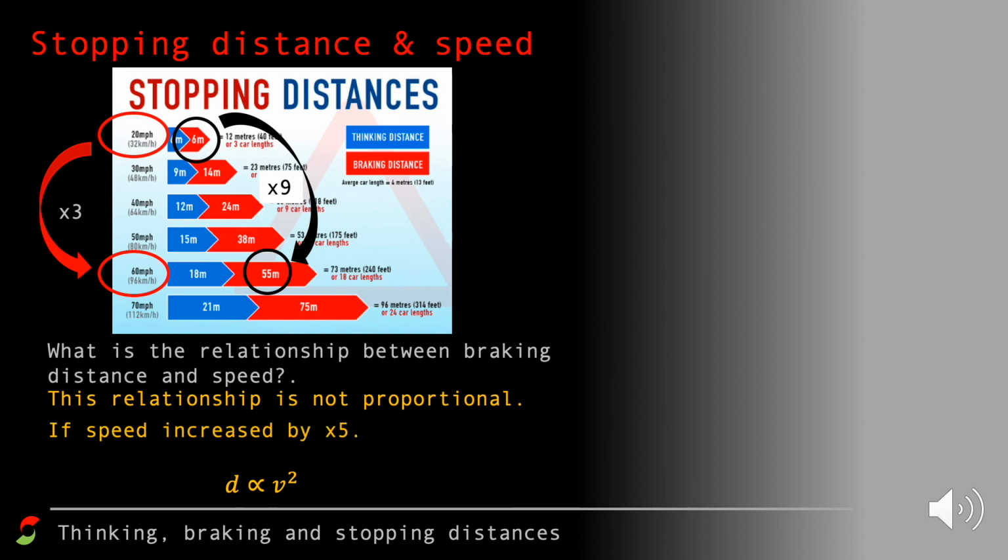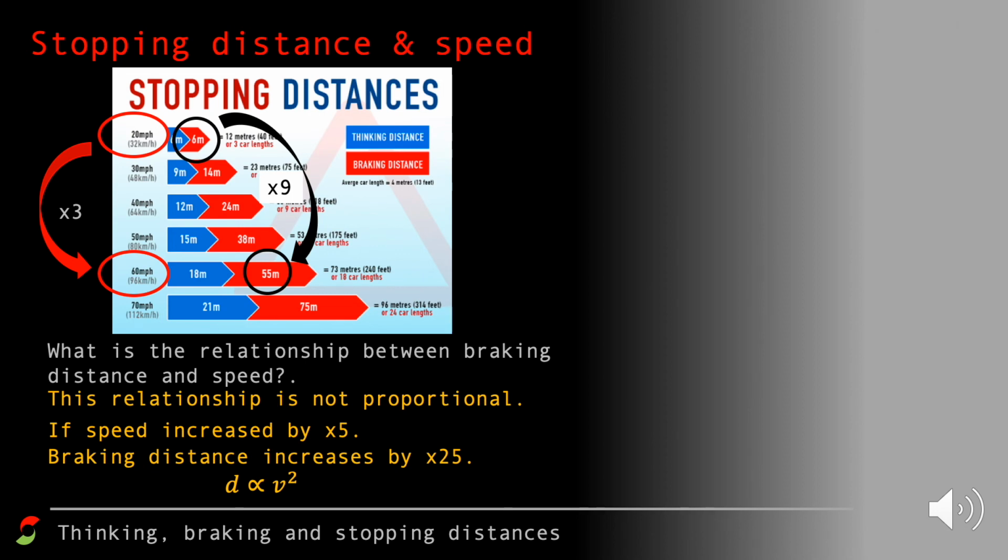What if speed increased by a factor of 5 though? How would braking distance increase? Or going by that sort of relationship that we looked at before, braking distance would increase by a factor of 25. And that's because work done, force times distance, is equal to half mv squared, or the change in kinetic energy. And that means that the distance is proportional to v squared.